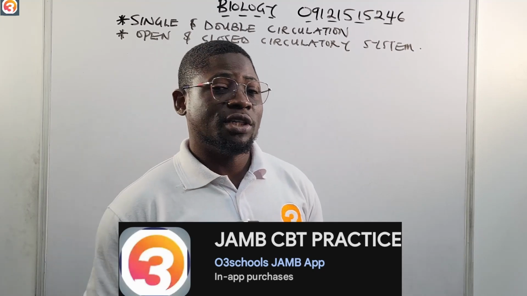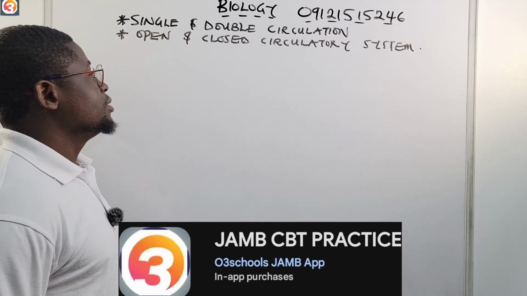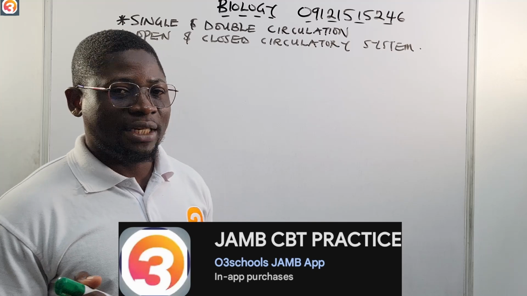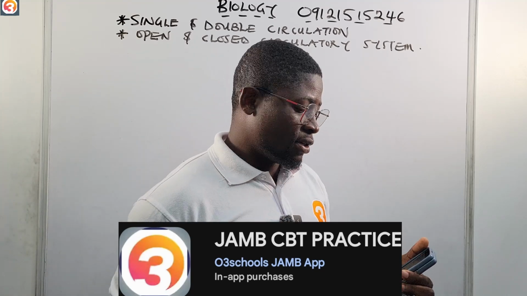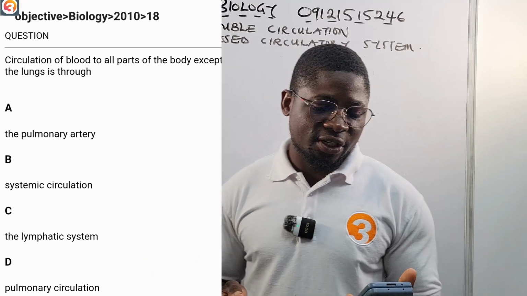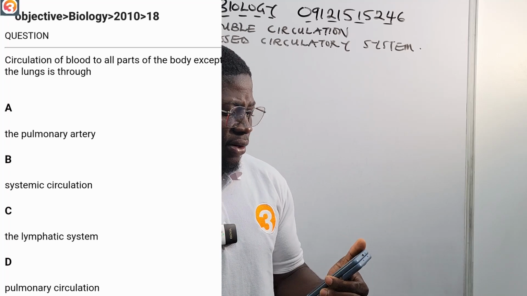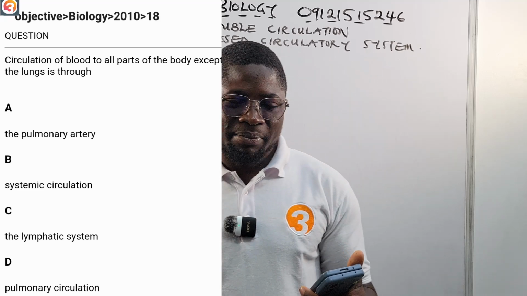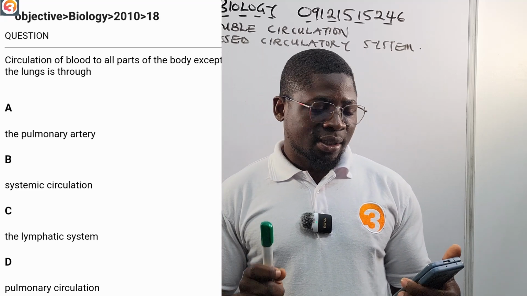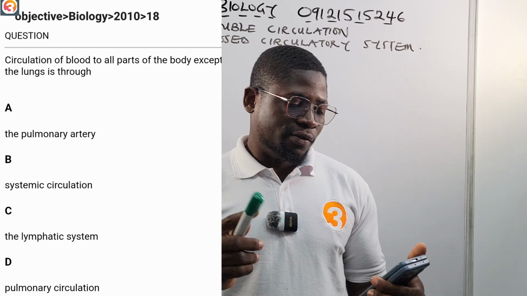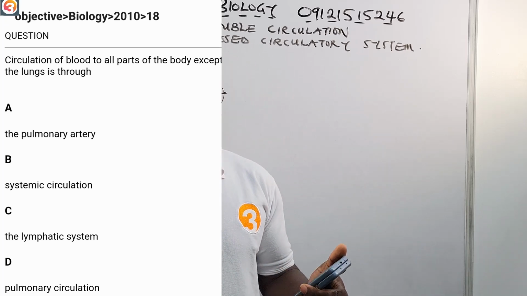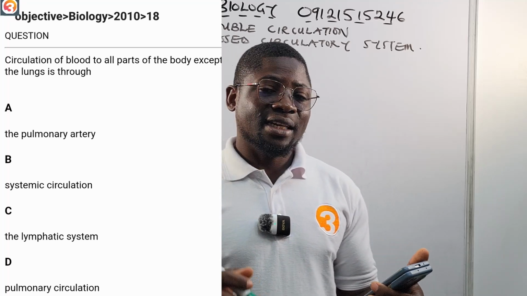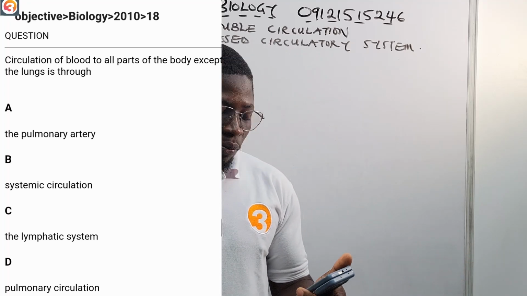Let us see a JAMB past question as it pertains to single and double circulation, as well as open and closed circulatory system, which is our major anchor for today. This is a 2010 question number 18 from the O3 School JAMB app. It is being shown on your screen right now. It says the circulation of blood to all parts of the body except the lungs is true. A says the pulmonary artery. B says the systemic circulation. C says the lymphatic system. D says the pulmonary circulation.